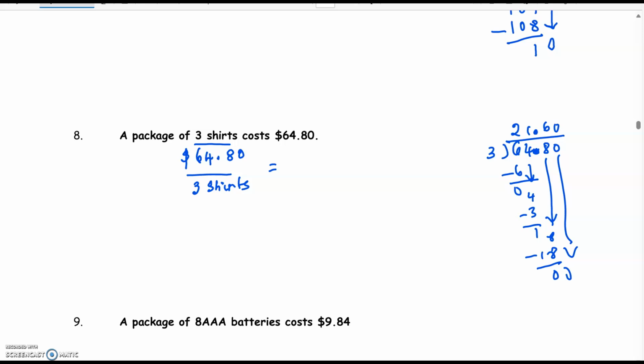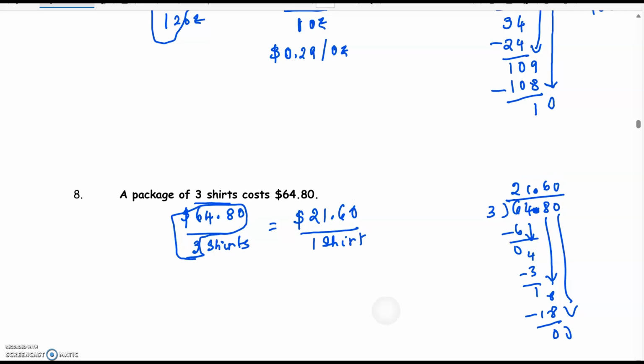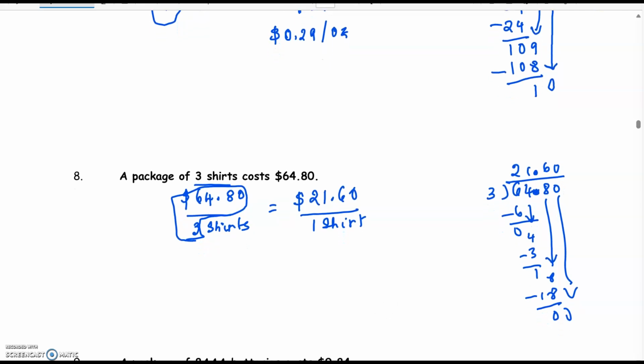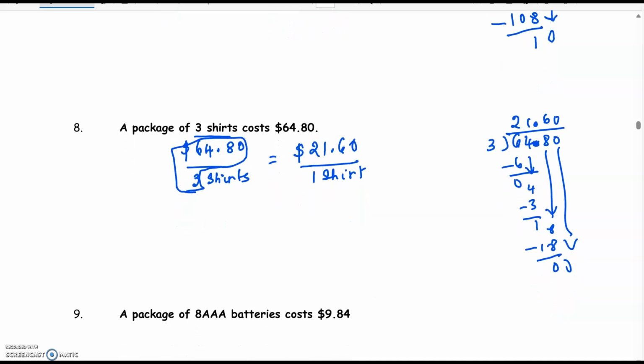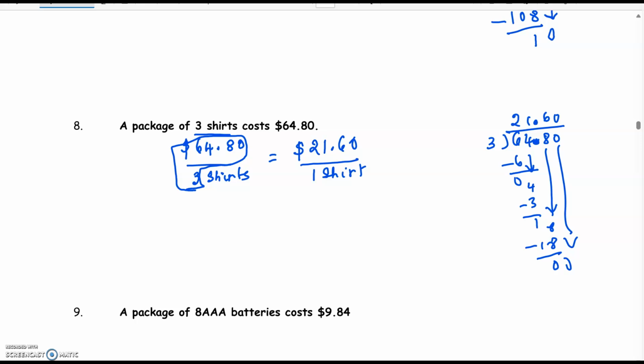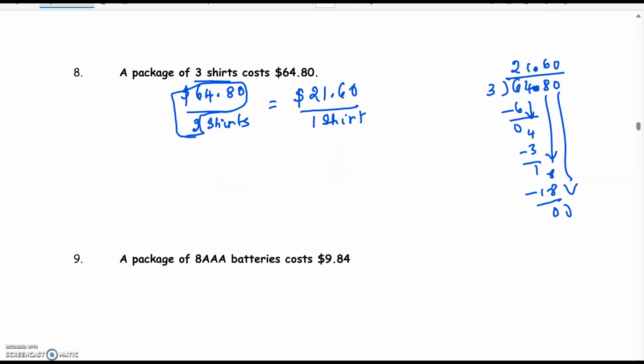So it is how many dollars? $21.60. Remember, we already divided by 3 to get this number. So 3 has been accounted for. What is left in the denominator is 1 shirt. So a unit here is 1 shirt, and a unit in the previous problem was 1 ounce. And the unit price was 29 cents per 1 ounce. Here the unit cost is $21.60 per 1 shirt.